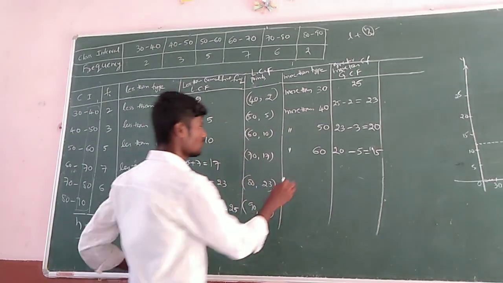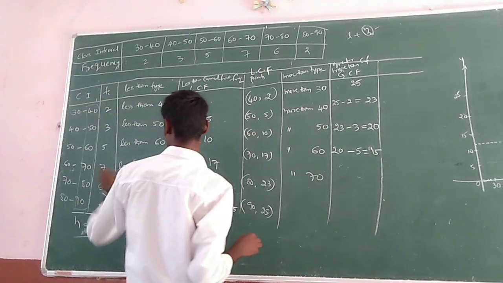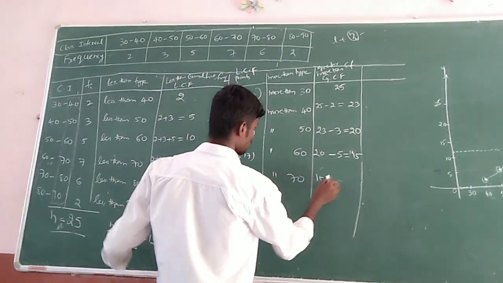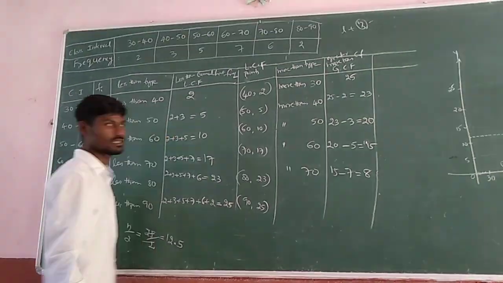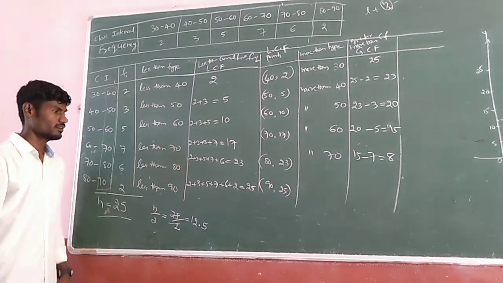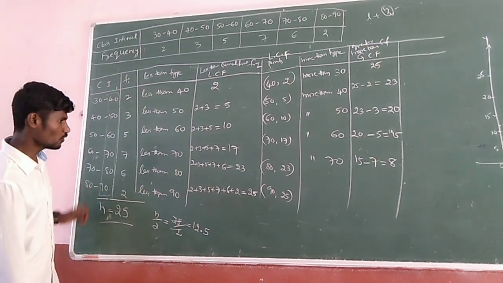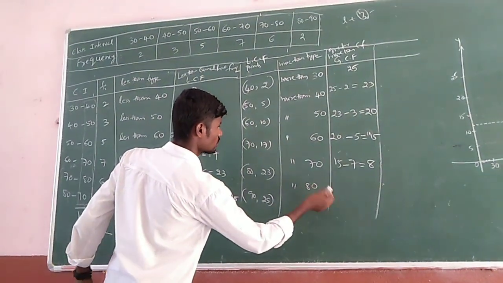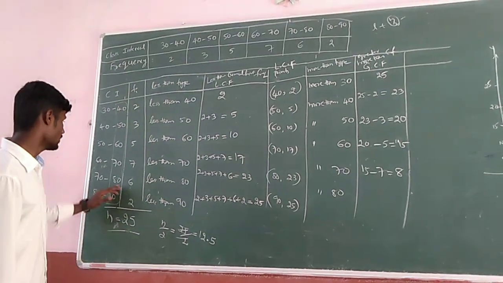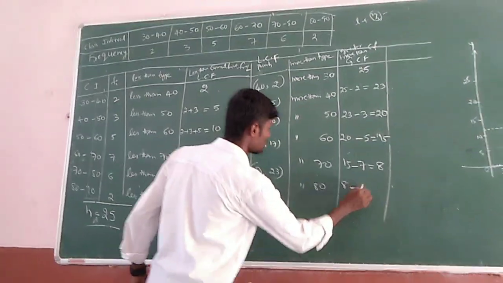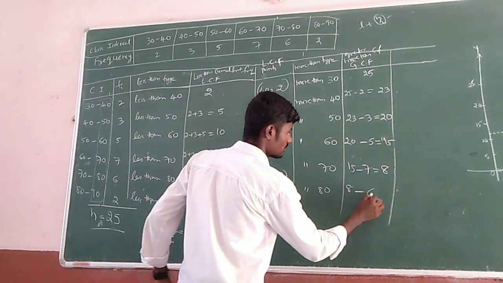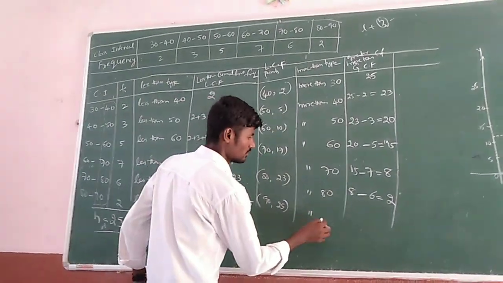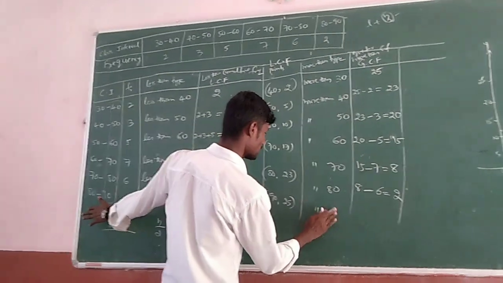Next, if it is more than 70, what do we have to subtract? 15 minus the frequency 7, so 8 we are subtracting. Next, see here, more than 80. If it is more than 80, from the above frequency we have to subtract: 8 minus 2, what is that? 6. What will we get? Sorry, more than 80 is only the last column.